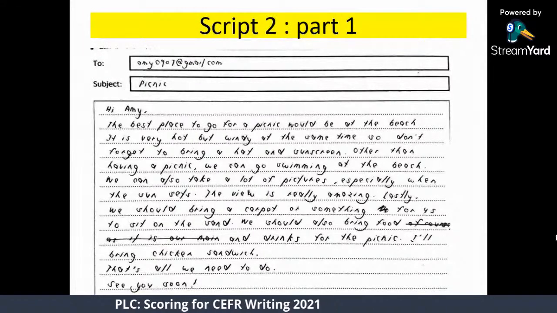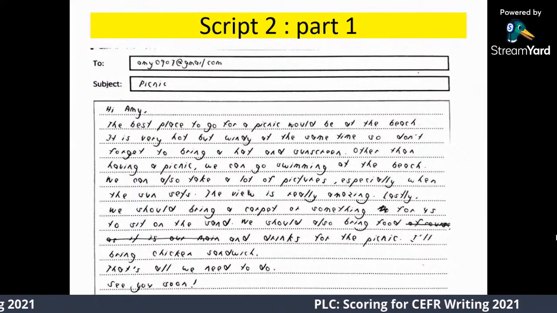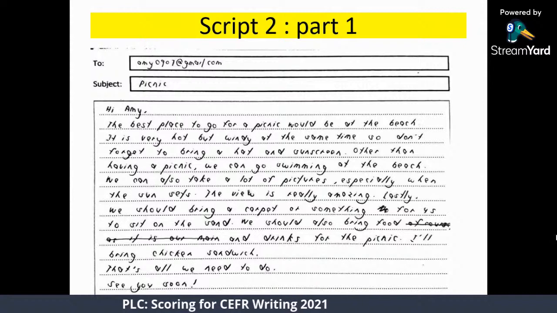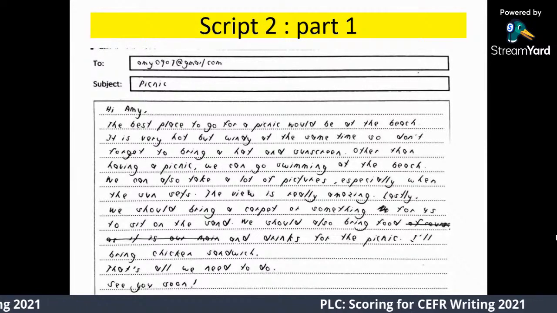We should also bring food and drinks for the picnic. Okay, idea of what items to be brought. I'll bring chicken sandwich. That's all we need to do. See you soon. Okay, so content. Can you give 5? Is it relevant? Is the target reader fully informed?